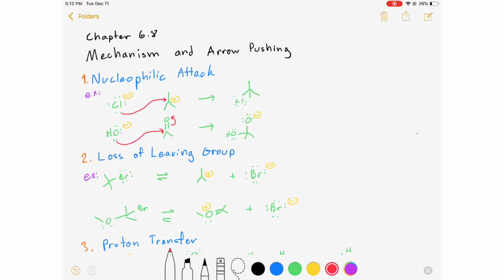The second pattern is the loss of leaving group, characterized by the loss of the leaving group. In the first example, bromide leaves the molecule, making a carbocation and a bromide ion, like so.